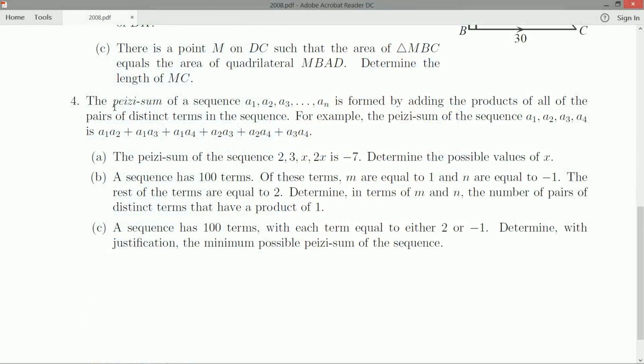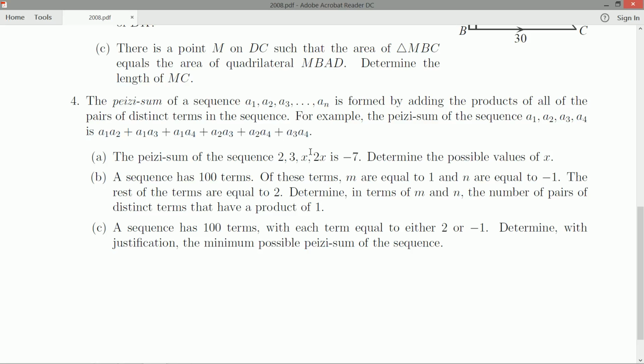The Hypatia, it's not capitalized, so I don't think it's someone's name, so maybe it's not a problem if I don't pronounce it. The Hypatia sum of a sequence, A1, A2, A3, all the way up to AN, is formed by adding the products of all the pairs of distinct terms in the sequence. For example, the Hypatia sum of the sequence A1, A2, A3, A4 is A1A2 plus A1A3 plus A1A4 plus A2A3 plus A2A4 plus A3A4. All right.